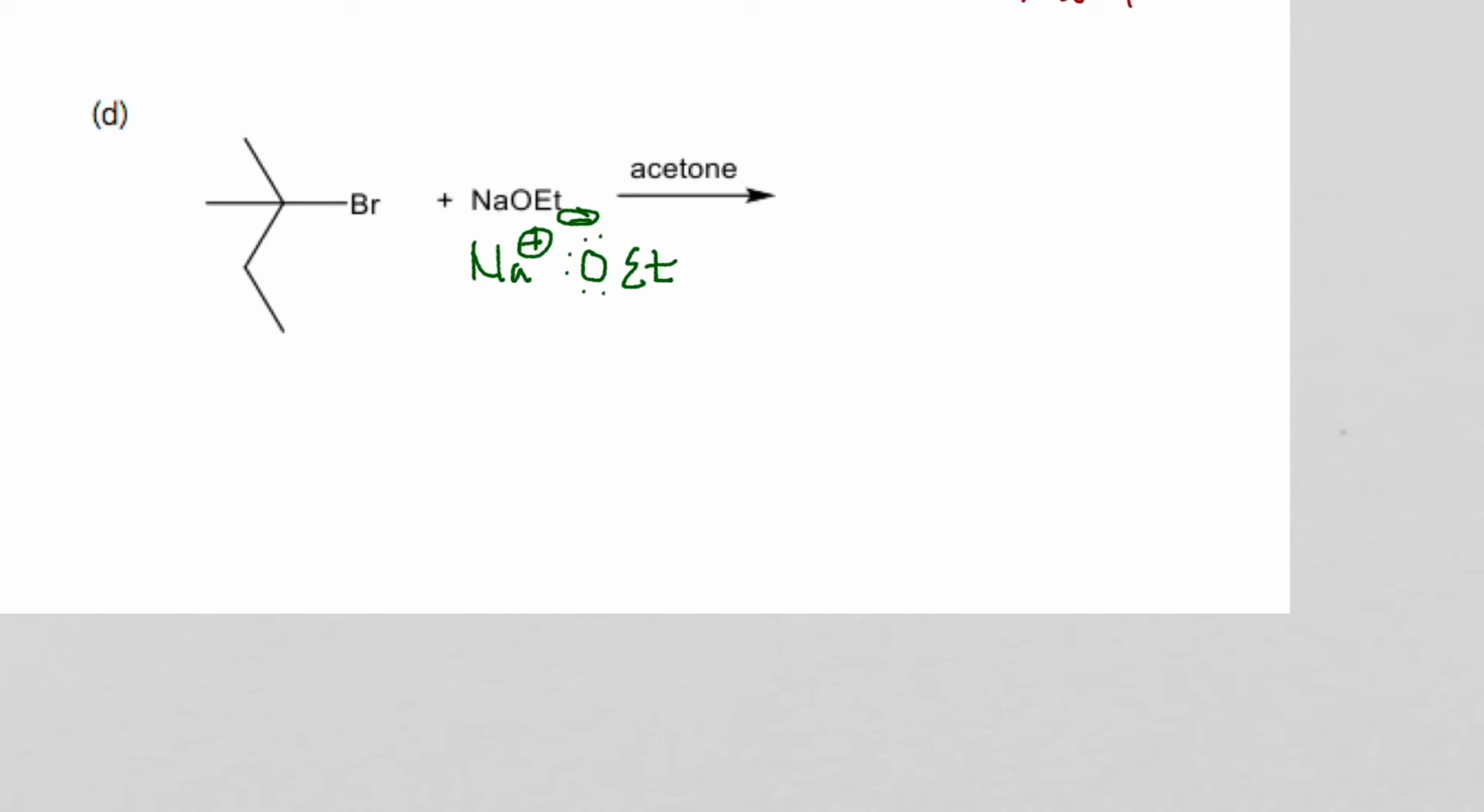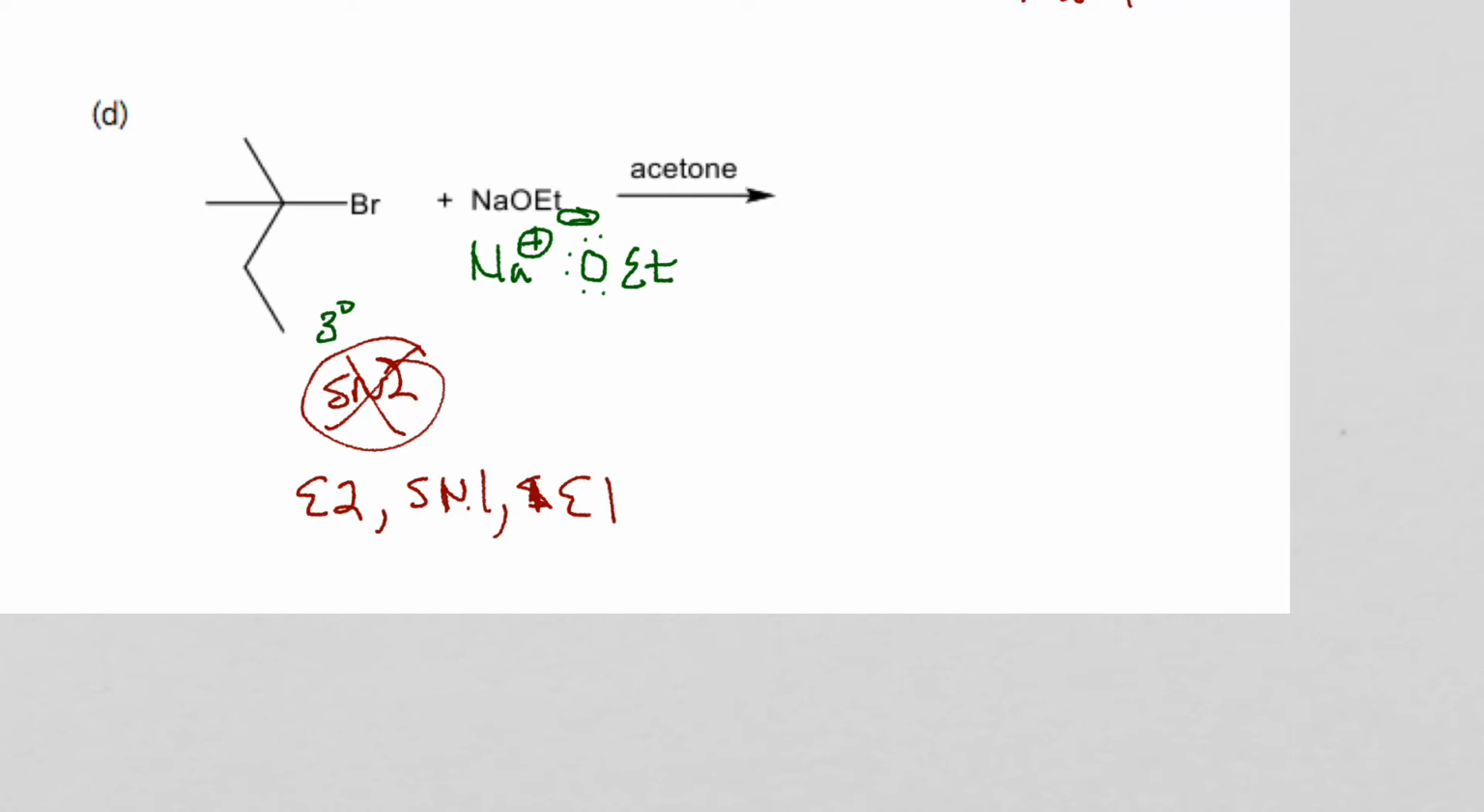First thing we look at is we see that we have a tertiary substrate. So we know that SN2 is off the table. That's definitely not going to happen. But we could still have E2, SN1, or E1. Okay, so those are still possibilities. So let's look at what else is going on.